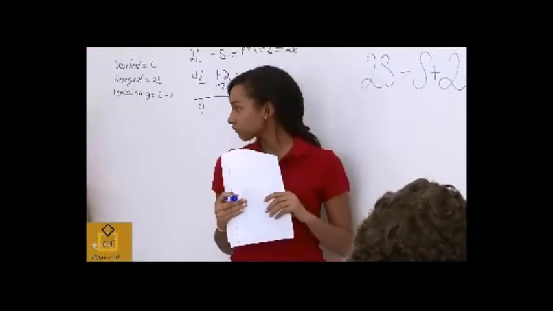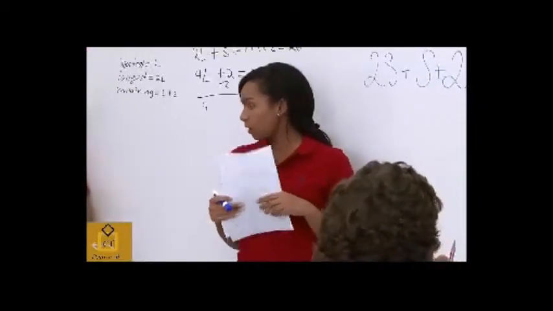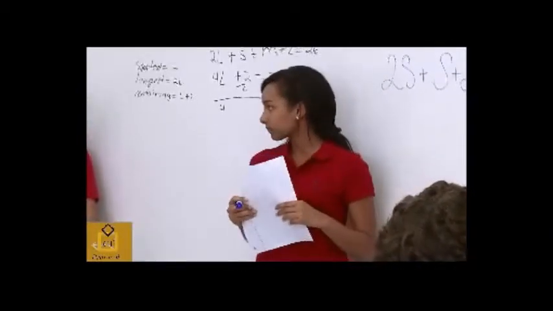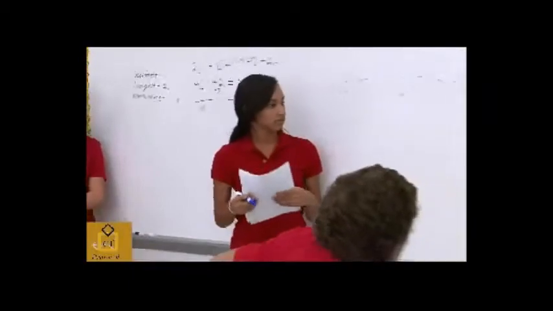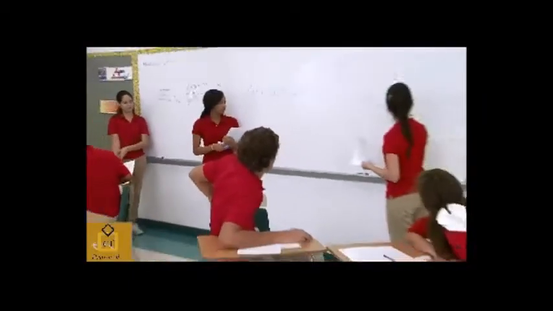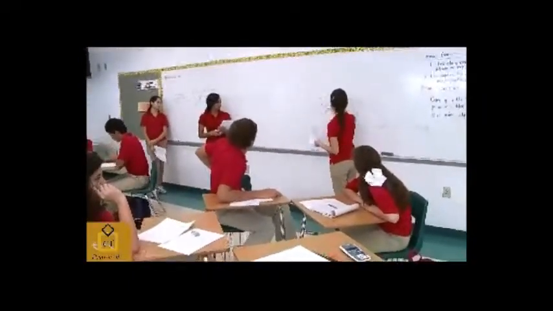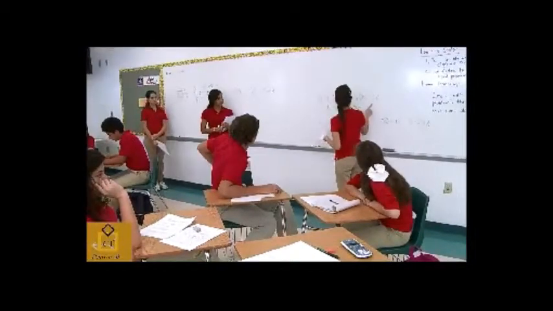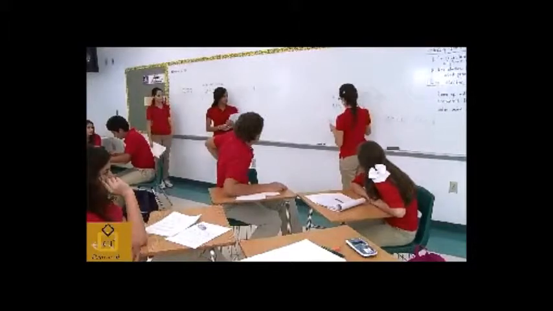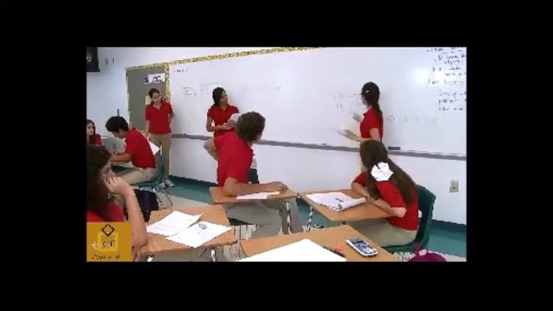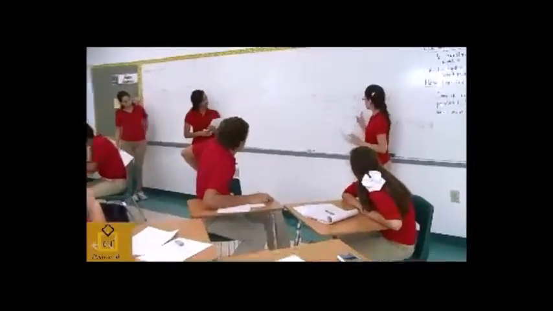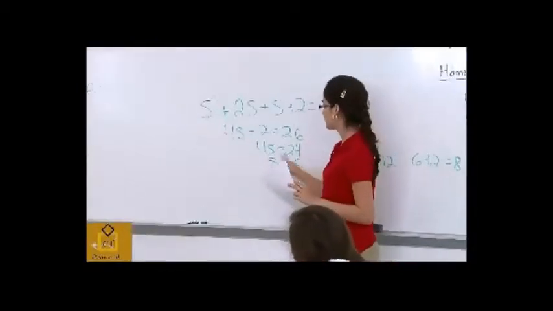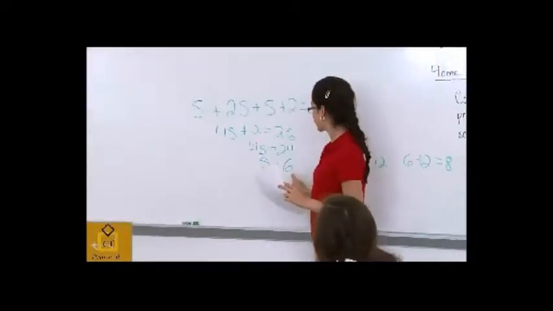And why did you come up with wanting to add these expressions? Because altogether, the perimeter would equal 26. Okay, very nice. And Daniela? With the equation they gave us, all you had to do was add. So S plus 2S plus S is 4S plus 2 equals 26, which is the perimeter of the triangle. Subtract 2 from both sides and you get 24. 4S equals 24, solve for S, and you get 6.